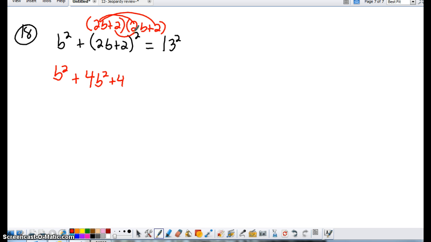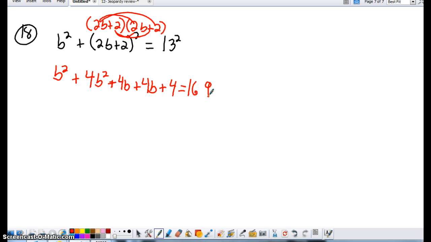Let me back up there a section. So again, 2b times the 2b is going to give you the 4b squared. 2b times the 2 is going to give you a plus 4b. Now, 2 times 2b is going to give you a plus 4b again. And then 2 times 2 is going to give me a plus 4. All right, so that's just the left side. This is now equal to the right side. 13 squared is 169.